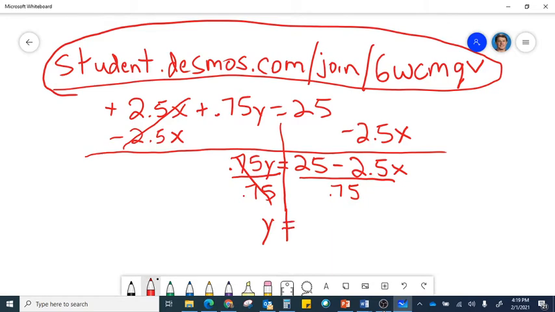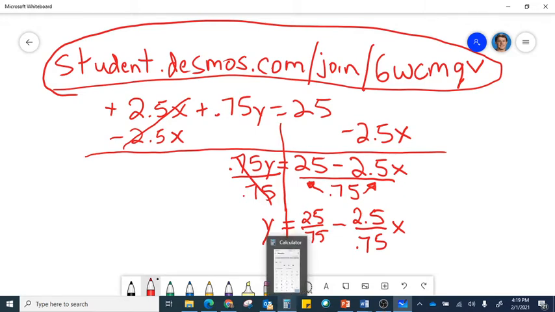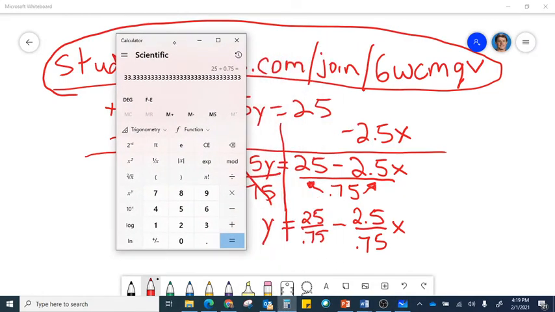If I divide by 0.75 on the right side, I have to distribute that division to the 25, because that is a constant term, and this one is an x term, which those two cannot be combined. So I have to distribute that, and I'm going to write it down as 25 divided by 0.75, and I'm going to write the other one down as minus 2.5 divided by 0.75, and that's going to be the x term. All right, if we look at this right here, we can just go into our trusty calculator and divide it out.